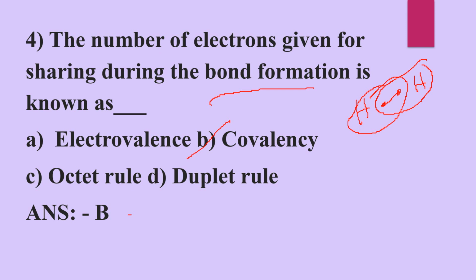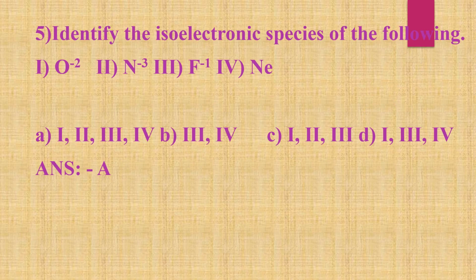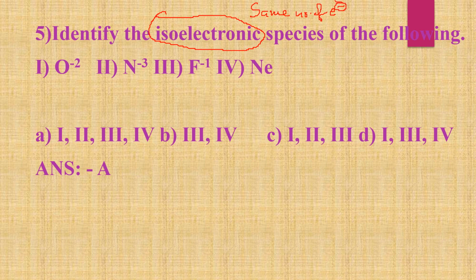Thank you. Then we'll go for the next question, that is identify the isoelectronic species. What do you mean by iso? That terminology we have to go through first. Isoelectronic means same number of electrons. Isoelectronic means same number of electrons exactly.